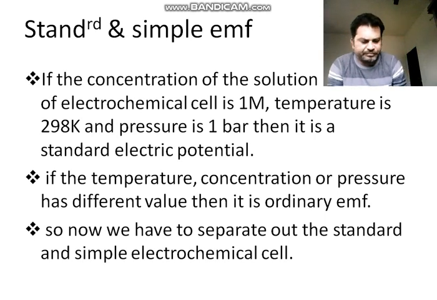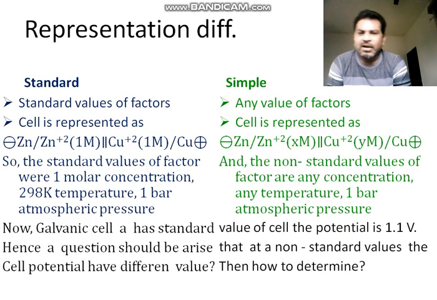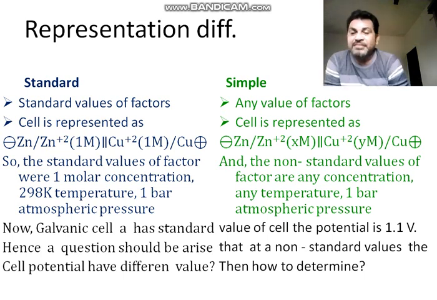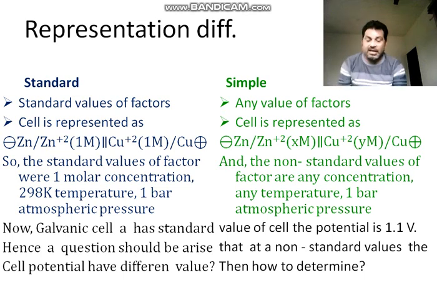See here, the standard value of factors remains standard. In simple words, the factors, the first factor was temperature 298, here any temperature, then concentration, here 1 molar concentration, and here anything. So we will have different values of temperature and concentration, while pressure always remains the same, and temperature also remains the same, but sometimes it can be changed. Now check out the representation.